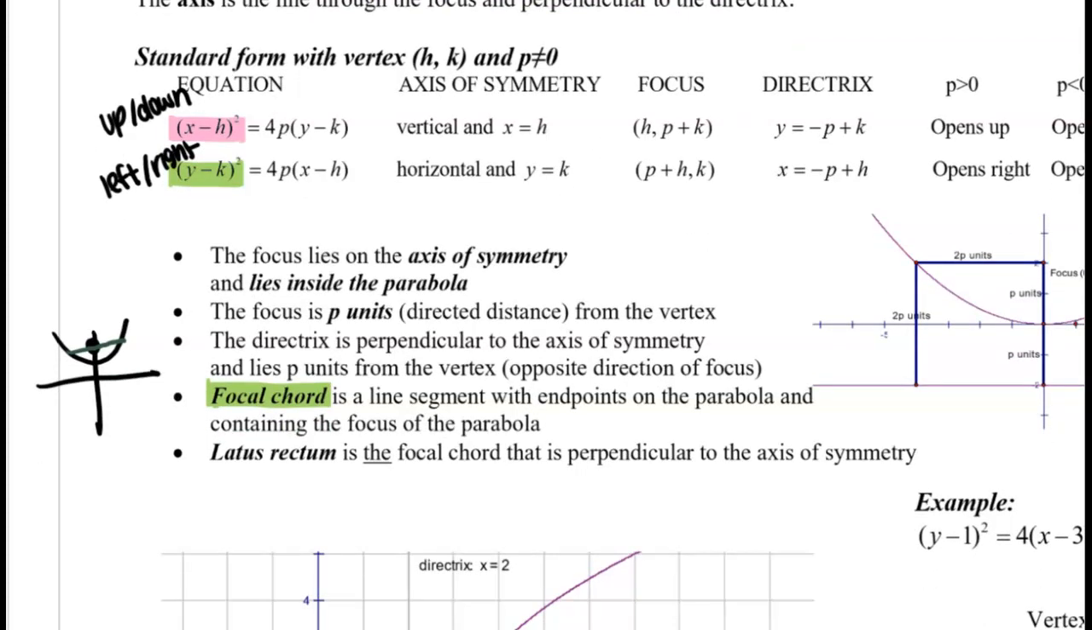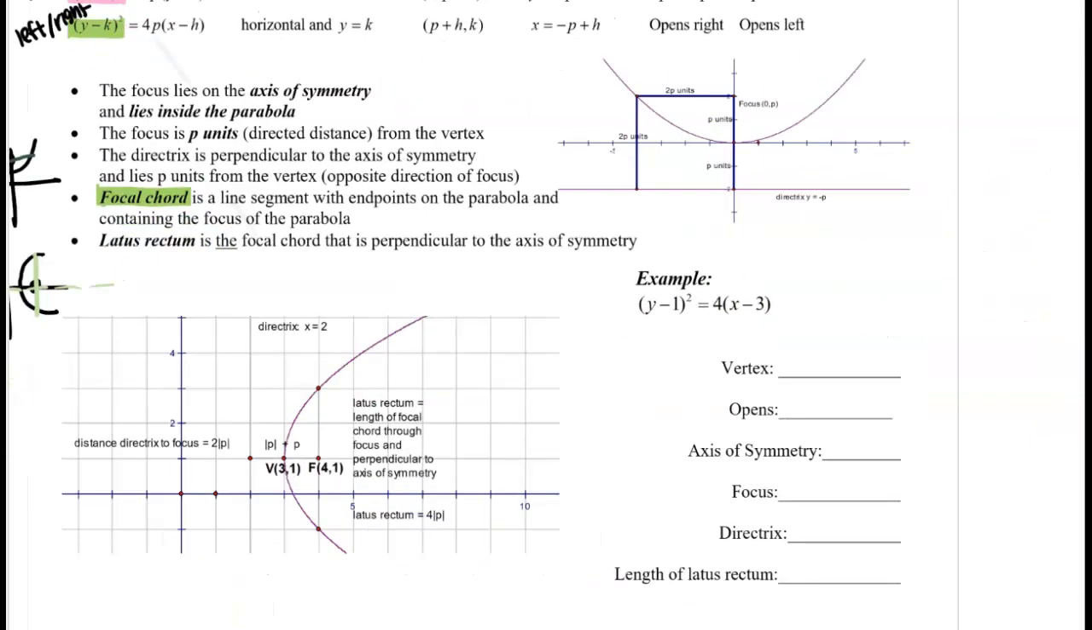Whereas our latus rectum is what is super important for us. Let's say my parabola opens this way. My latus rectum is perpendicular to your axis of symmetry. So my axis of symmetry would be here. My latus rectum is going to help us find 2 points on our parabola. Okay, so let's just do a couple examples.